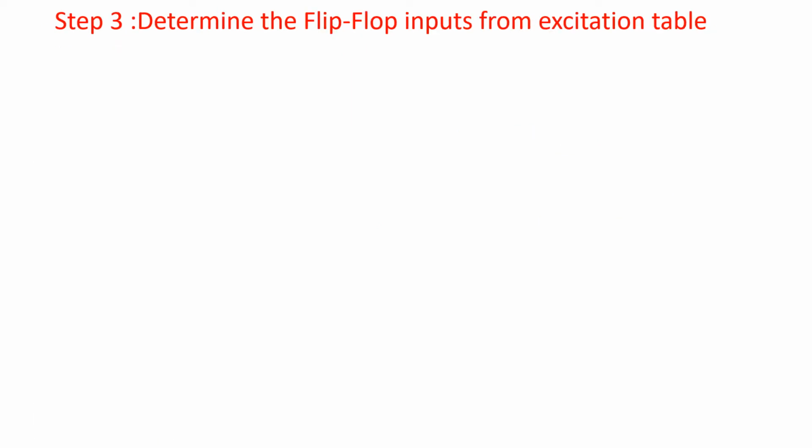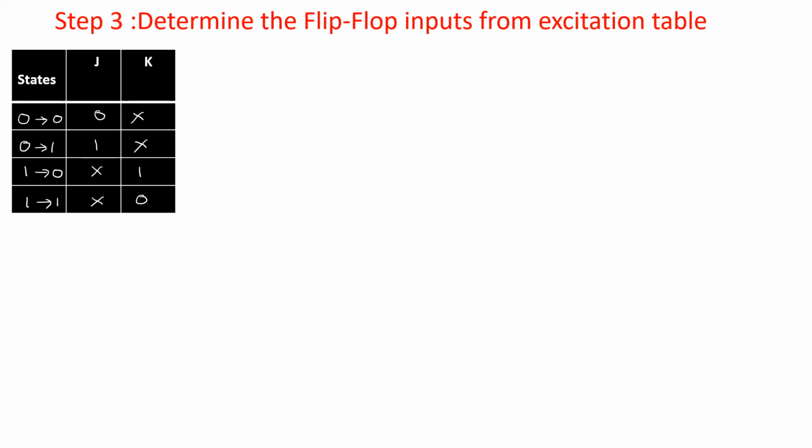Now the next step is step 3, where we have to determine the flip-flop inputs from the excitation table. We are going to design the counter with the help of both the flip-flops, that is JK and T flip-flop. So first we will see the construction of the table with the help of JK. This is the excitation table of JK flip-flop. I have made one video on the excitation table of JK flip-flop. I request you to watch that video. In that video, we have developed the excitation table of JK flip-flop.